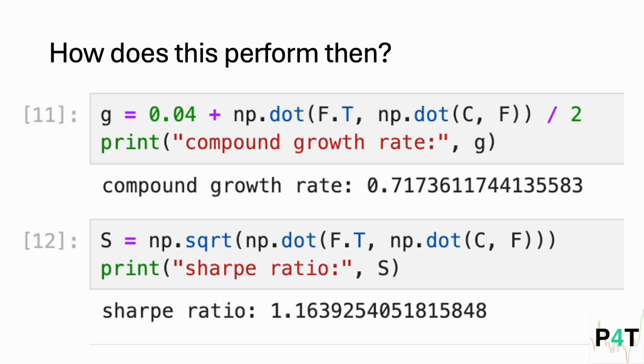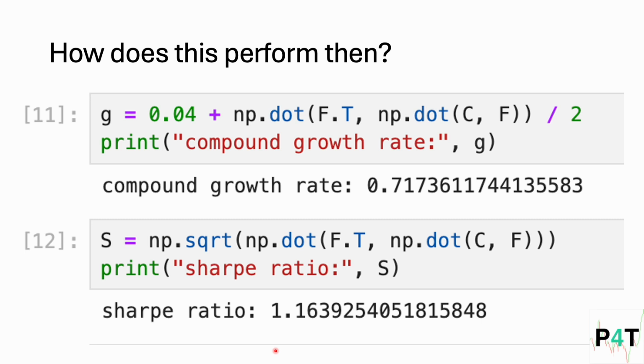So lastly, you might be thinking, how does this portfolio actually perform then? I'm going to hand wave over the equations here for the sake of time, but these are just going to convert our allocation matrices to the compounded growth rate and Sharpe ratio like we did before for the single asset case. You can see here that the compounded growth rate that we get for our Kelly fraction is 71% over the 5-year period, which is exceptional. And our Sharpe ratio is 1.16, which is also quite good considering the volatility of the underlying assets.